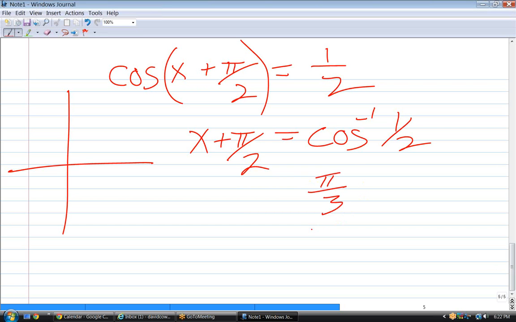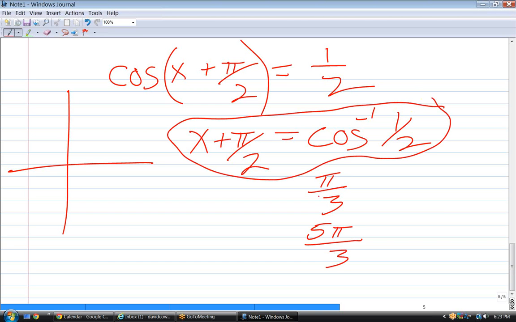And then 5 pi over 3. Let's start there. Okay, so now I'm going to solve this equation using both of these answers. And in fact, that's a good way to start. I subtract pi over 2 from that. That gave me minus pi over 6.